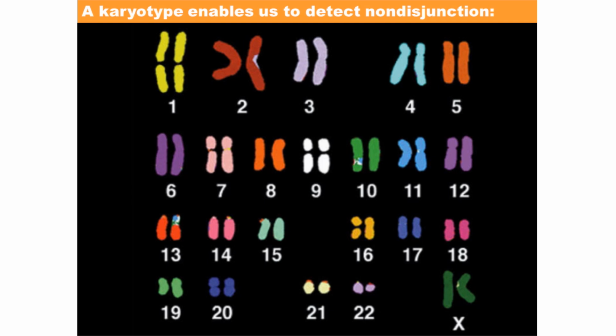We can detect that non-disjunction has occurred in the production of an organism if we look at a karyotype. A karyotype is an organized display of all the genetic material from a cell in an organism. Here we see 2 copies of chromosome number 1 and number 2 and number 3 and so on.